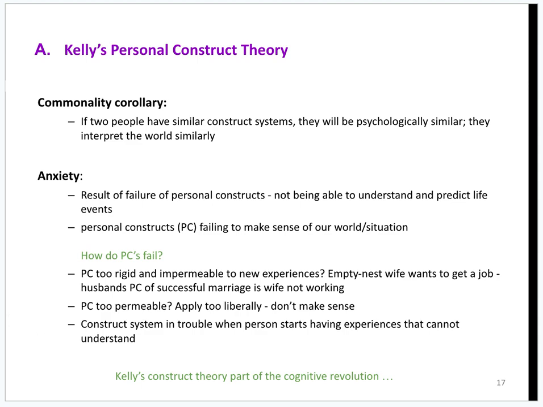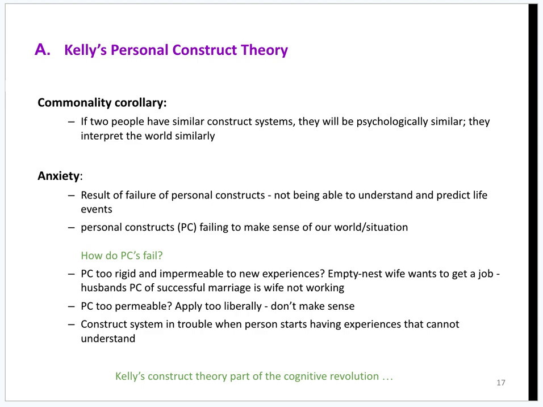The opposite of that is if the personal construct is too permeable. Okay, you can apply it to any situation. So if it can apply to anything, it's not very helpful, right? It doesn't help predict things because it's too loose. A construct system is in trouble when a person starts having experiences that they do not understand.